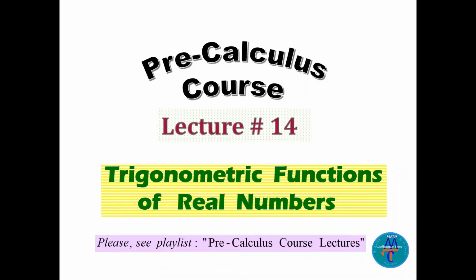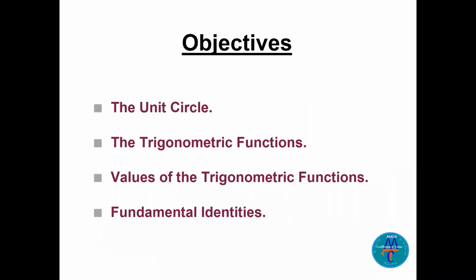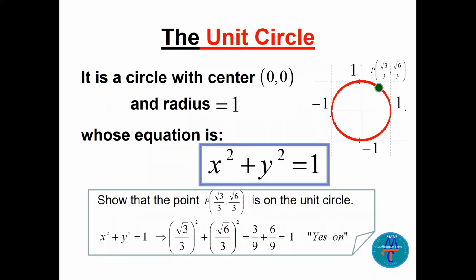This is lecture 14 of the pre-calculus course, Trigonometric Functions of Real Numbers. Here we will look at the unit circle and we will define the trigonometric functions using the unit circle. By definition, the unit circle is a circle of center (0, 0) and radius 1. So that's a very special circle. The equation is x squared plus y squared is equal to 1.